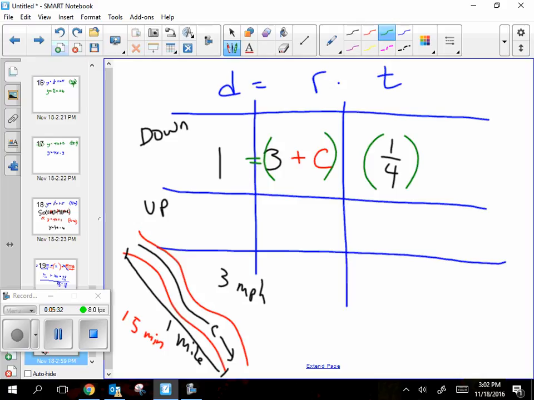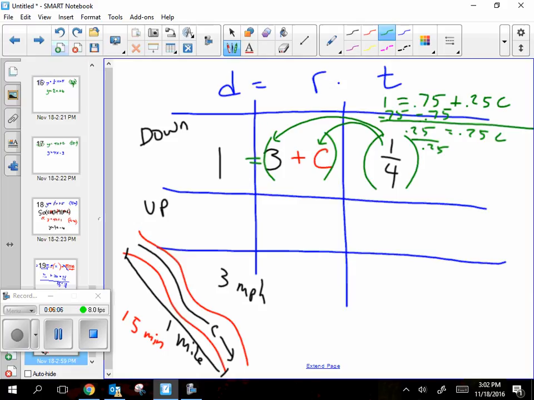If I wanted to write it out with decimals, it would be 1 equals 3 times 1/4, which is 3/4, or 0.75, and then plus 0.25c. I'm just multiplying this out in my head. When you solve it down, I'm going to subtract off 0.75 from both sides, and I get 0.25 is equal to 0.25c. Divide by 0.25 on both sides, and I have c equals 1. The current was 1 mile per hour.